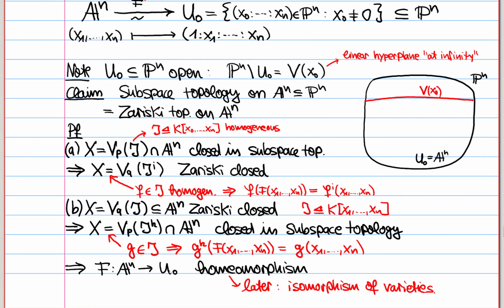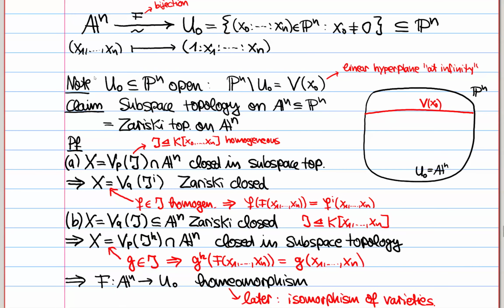Okay, so we saw that the closed sets in one topology are equal to the closed sets in the other topology. We've also seen that as a map of sets, this is bijective. And so in fact, this map here is bijective, continuous. It identifies the two topologies. So there's a homeomorphism.